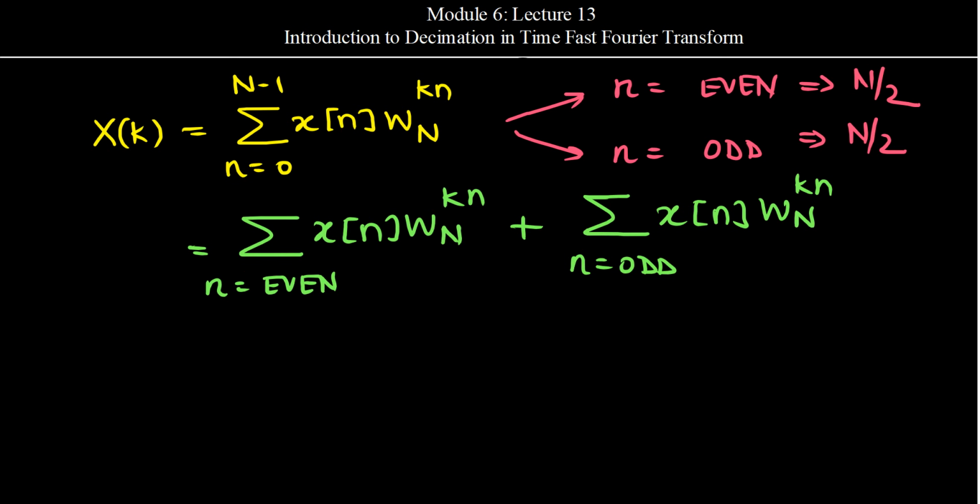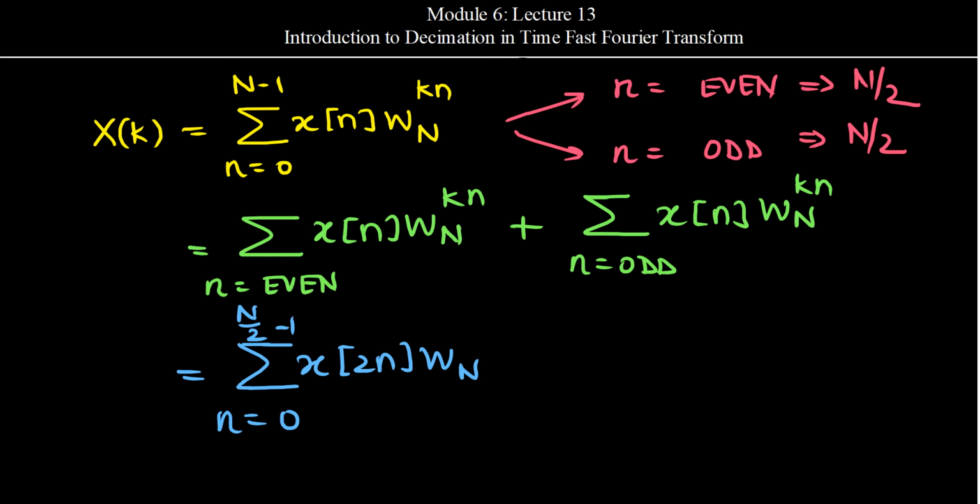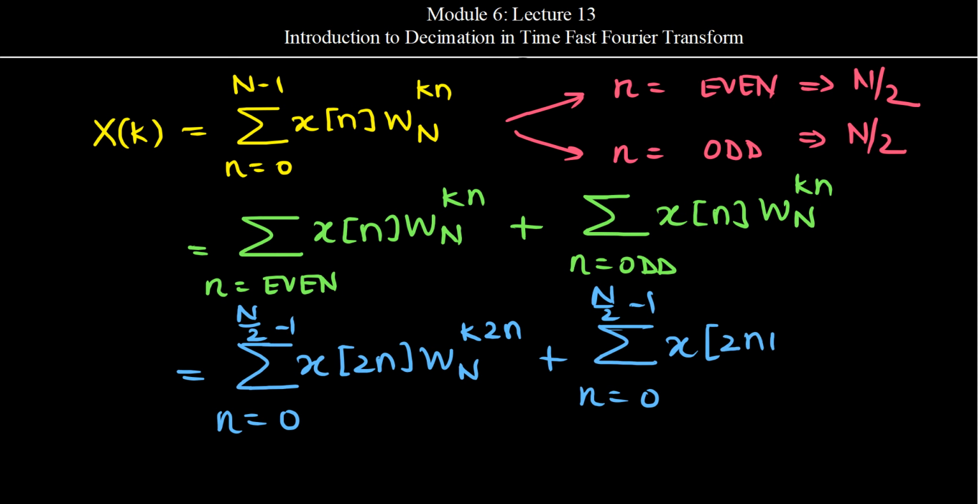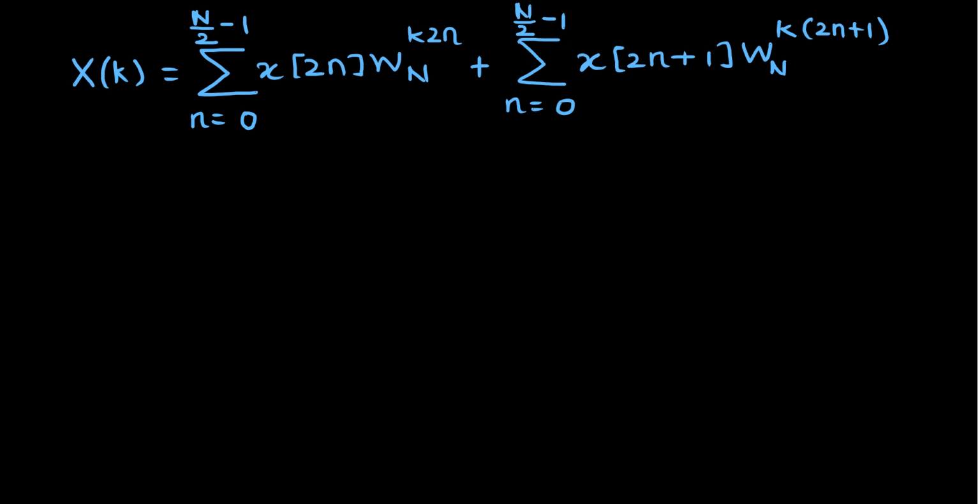So what we have is summation n running from 0 to n by 2 minus 1 x of 2n wn to the power k into 2n plus summation n running from 0 to n by 2 minus 1, and now as we have odd values of n here, we would be considering it as 2n plus 1, wn to the power k into 2n plus 1. So we have this here.